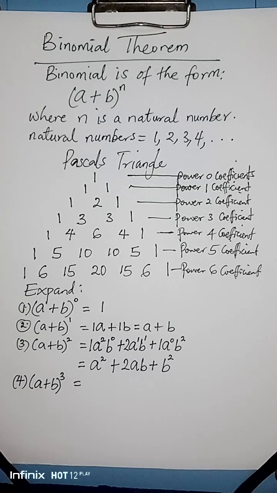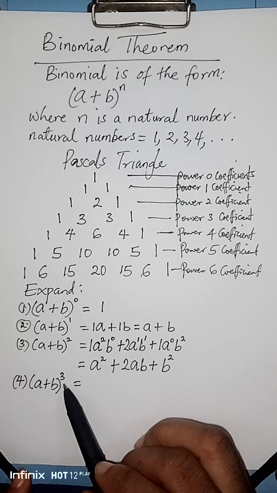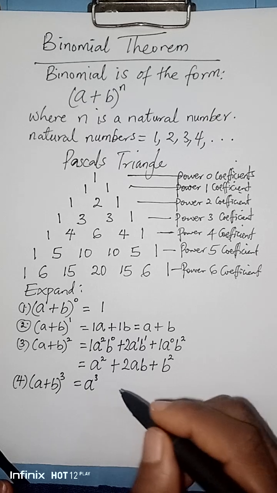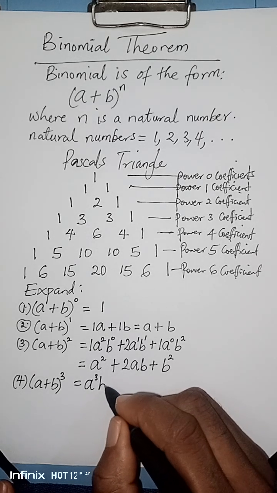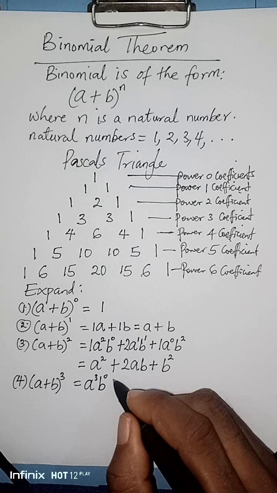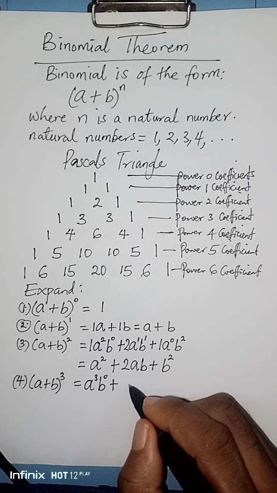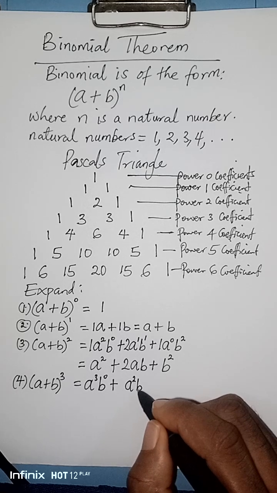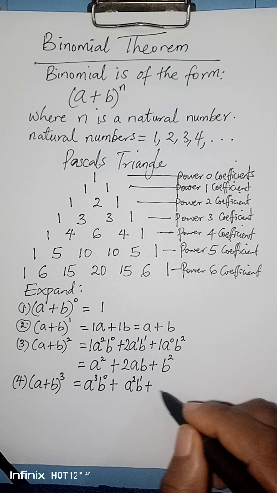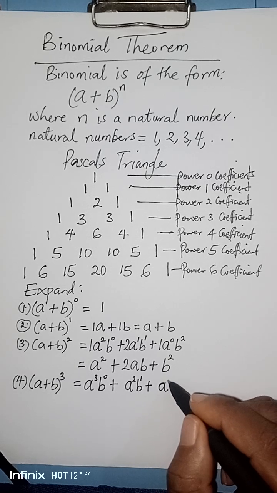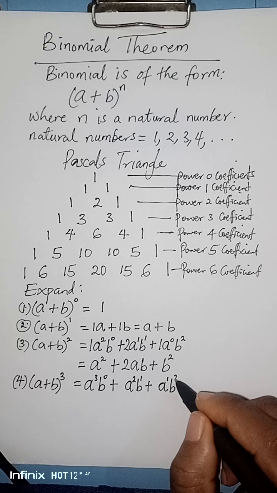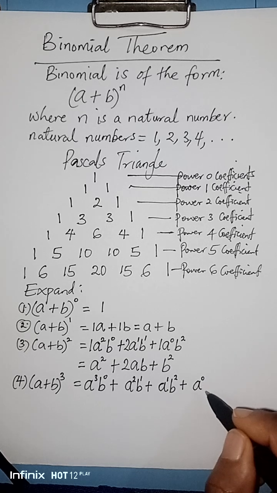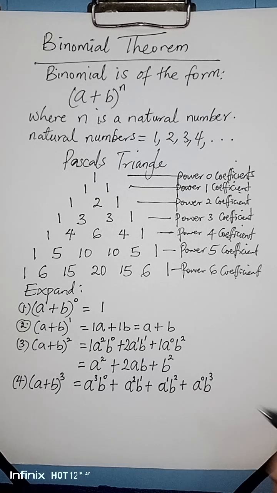Now let's see what we're going to get. Same format. Because the power is 3, I'm going to start with 3. So a raised to power 3, b raised to power 0. So that's how you start. Plus a raised to power 2. So the a is decreasing, the b will be increasing, b raised to power 1. Plus a raised to power 1, b raised to power 2. Plus a raised to power 0, b raised to power 3. When you get to that point, you stop.